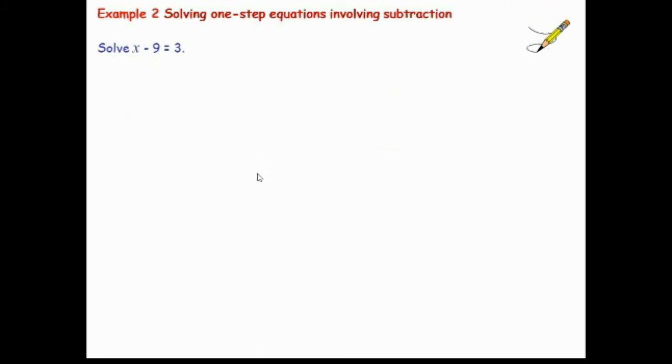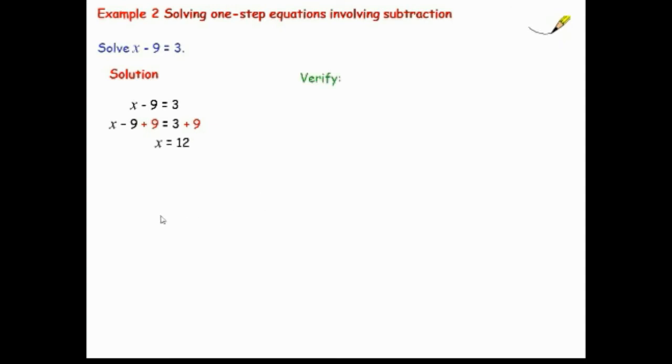This one is subtraction equation. So x minus 9 equals 3, and I need to know x equals what? But this minus 9 is giving me trouble. I want to get rid of minus 9. So what is the opposite of minus 9? It's plus 9. So plus 9 both sides. Minus 9 plus 9 is 0, and 3 plus 9 equals 12. x equals 12.